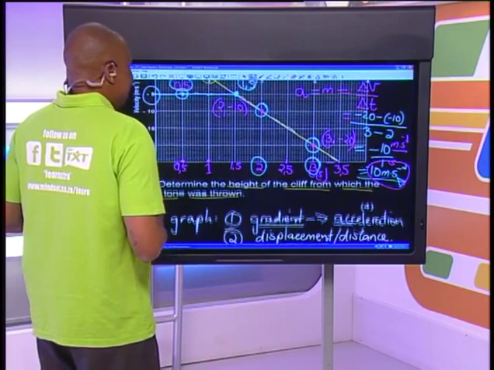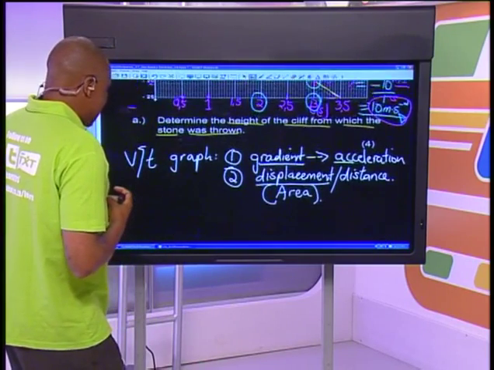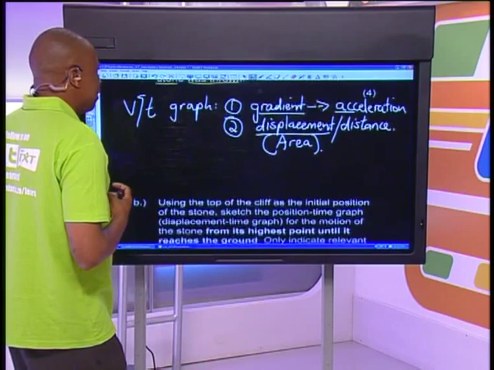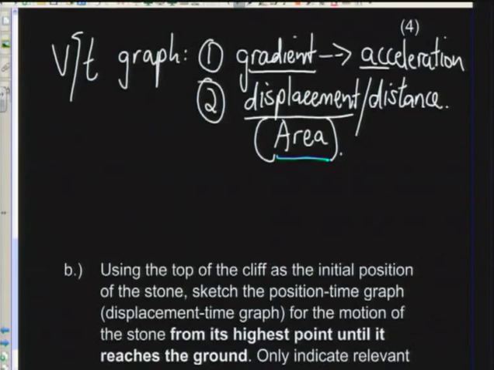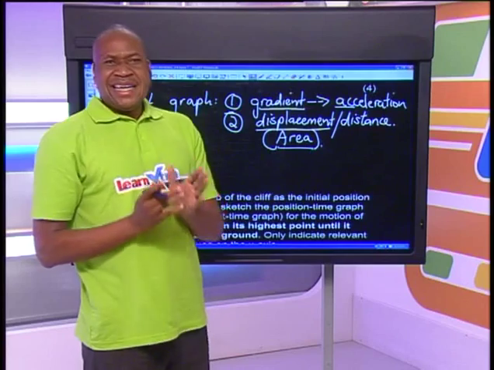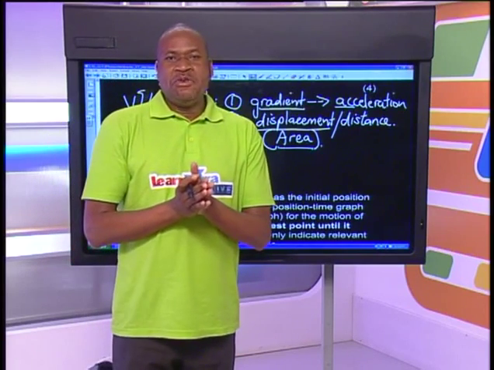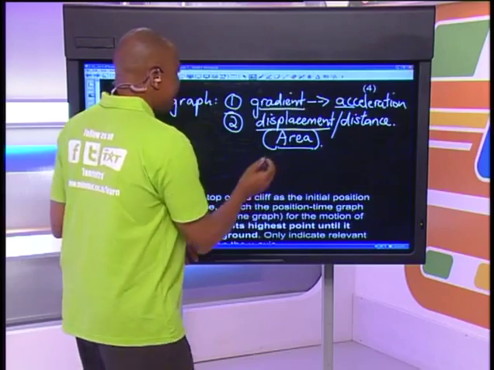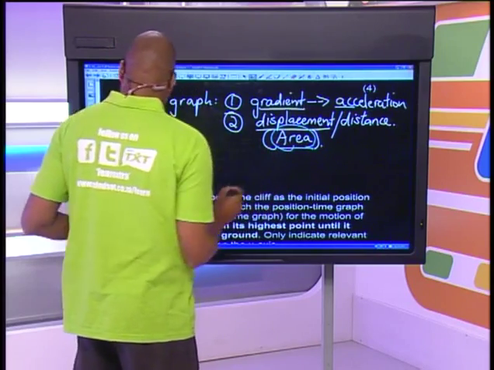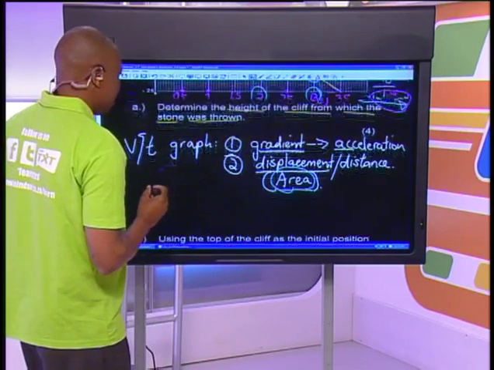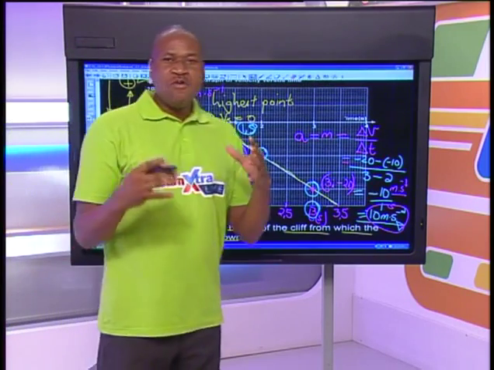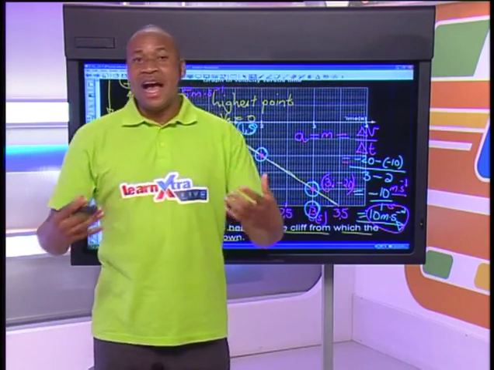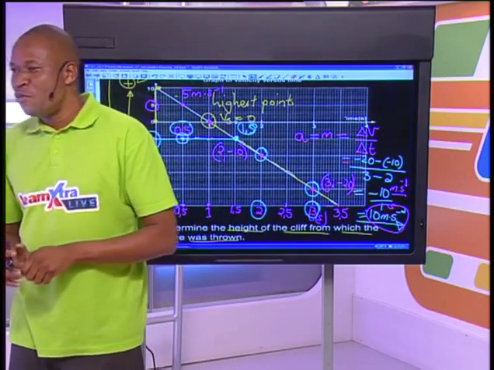Another thing that we can get from a velocity time graph is displacement, or how far the object has moved. Now, how do we do that? Like I said, you work out the area enclosed by that particular graph there. So I will come back to this graph, and then we look at that area and we see how you come up with the displacement, how far that object or that stone has moved.